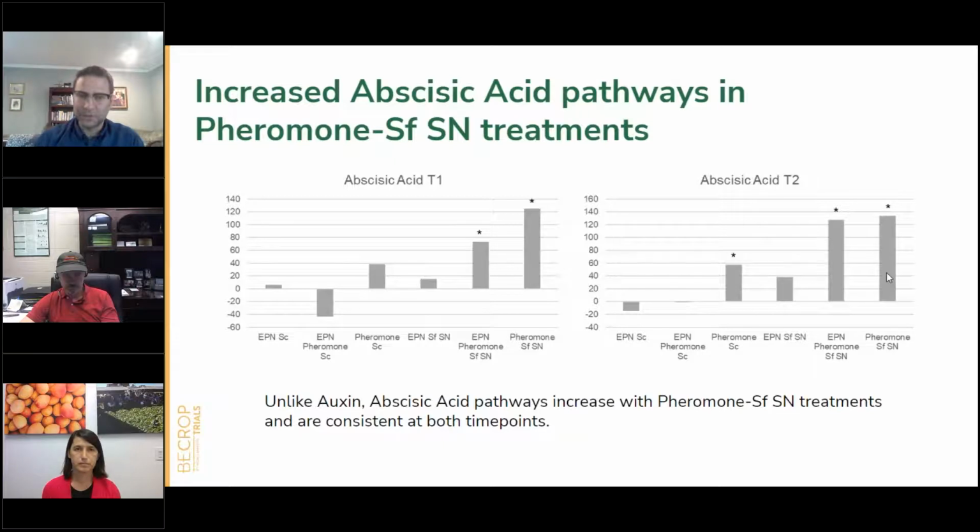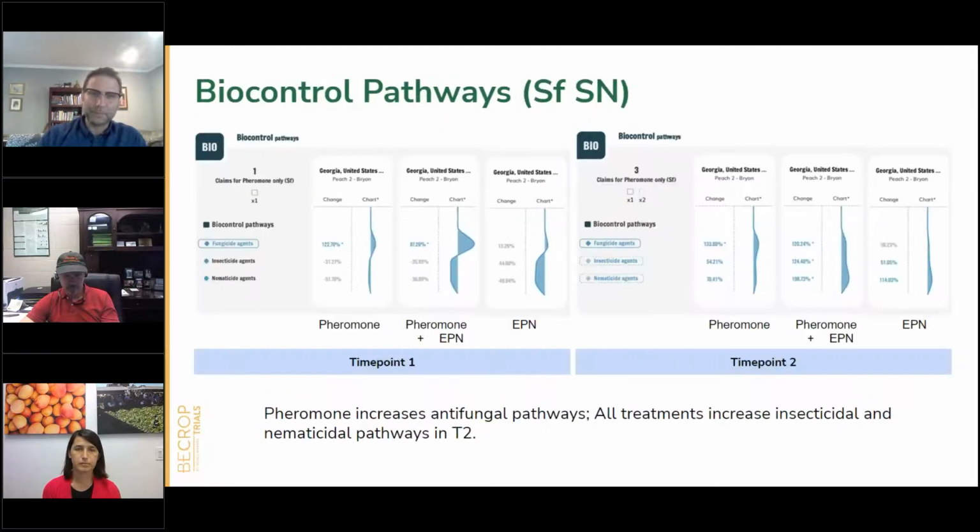It's doing something to stimulate this part of the microbial community. As we look at biocontrol pathways, now these are pathways that are in the microorganisms themselves. So microbes that are able to have fungicide properties or nematicide properties. This is looking at the abundance of those microbes over time in these different places and these different treatments.